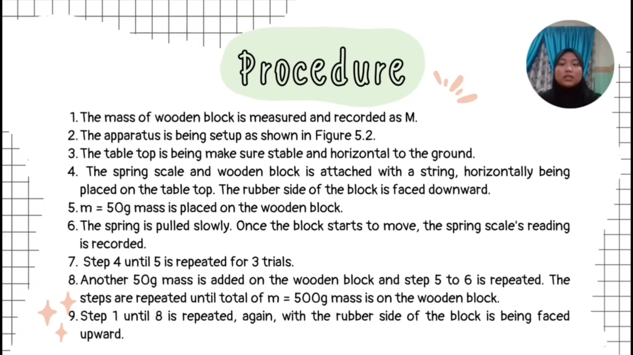Another 50 gram mass is added on the wooden block and steps 5 to 6 are repeated. The steps are repeated until a total of 500 gram mass is on the wooden block. Steps 1 to 8 are then repeated again with the rubber side of the block facing upward.